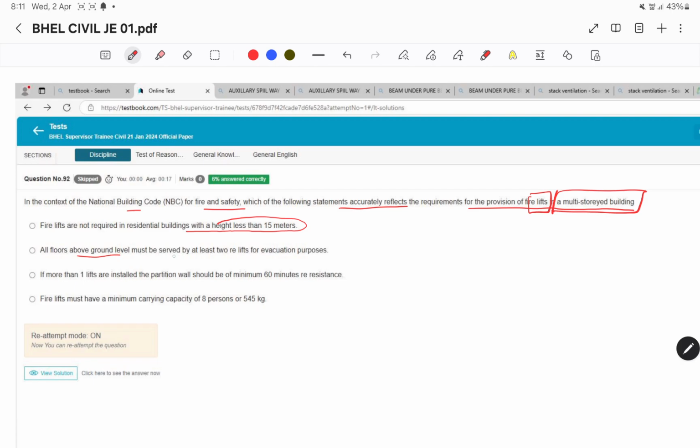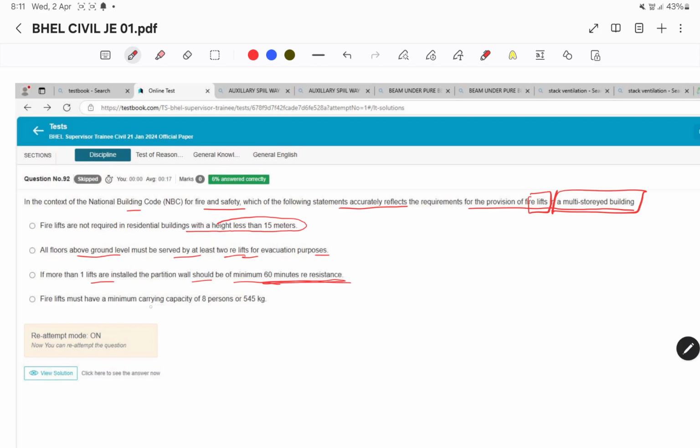All floors above ground level must be served by at least two fire lifts for evacuation purposes. If more than one lift is installed, the partition walls should have a minimum 60 minute fire resistance.